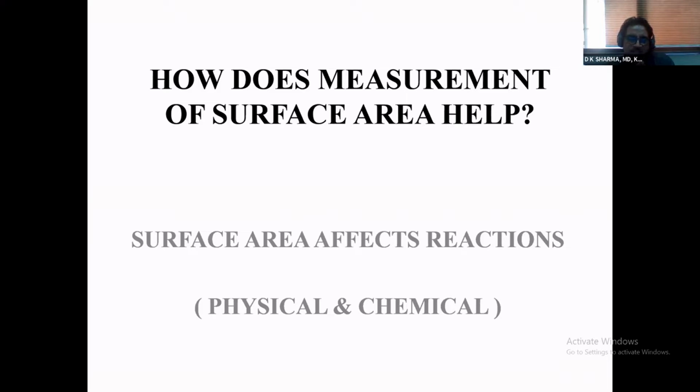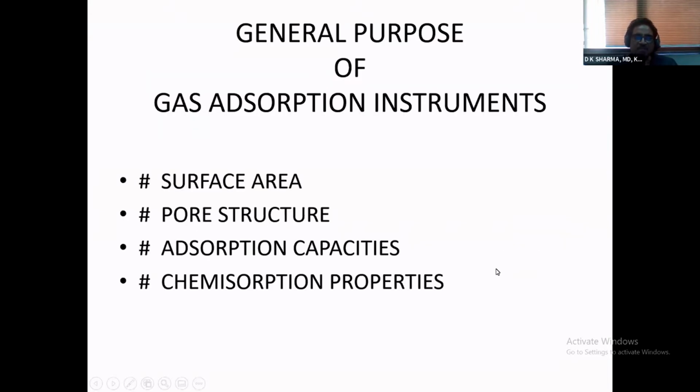Very common, but not a very good example, is aluminium powder. If you take a piece of aluminium, it's harmless. But if you have the same aluminium in a fine powder form, and just give it a bit of air, it will start burning. That's because the rate of reaction increases as the particle size has come down or the surface area has increased. So basically, we want to measure surface area because it affects the reactions, both chemical as well as physical.